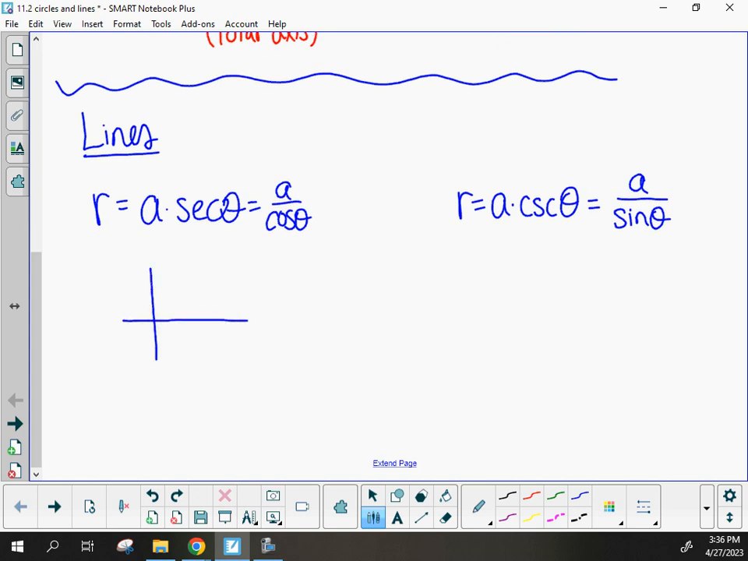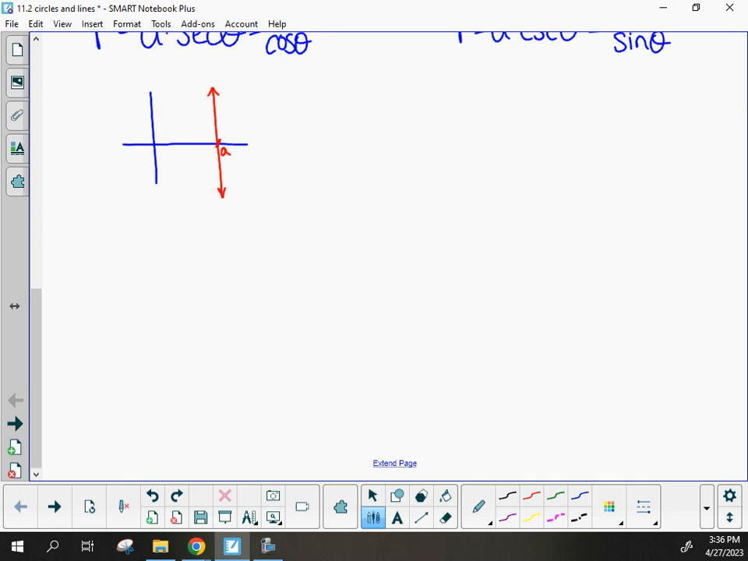So here's my axes, but the actual line itself would go here, where this value right here on the grid is A. So A units away from the pole. If it's hard to tell the difference between the axis and the line, maybe write that out. So this is a vertical line, A units from the pole.